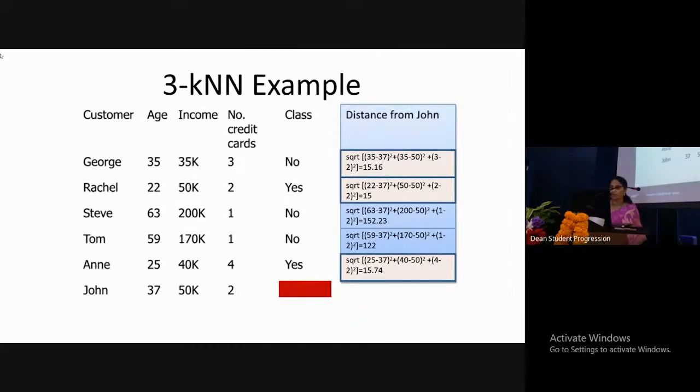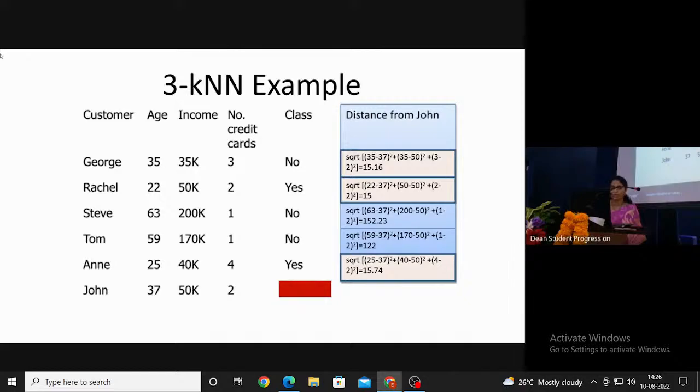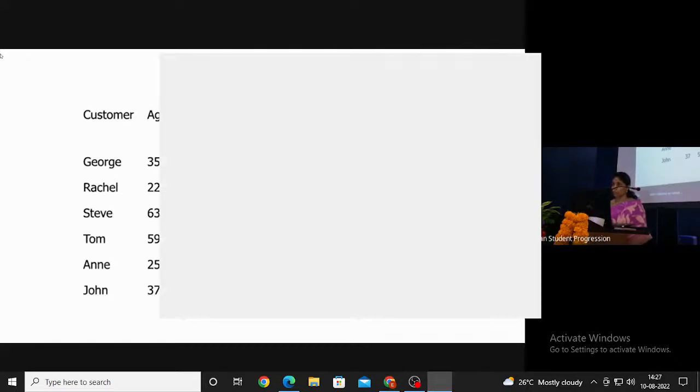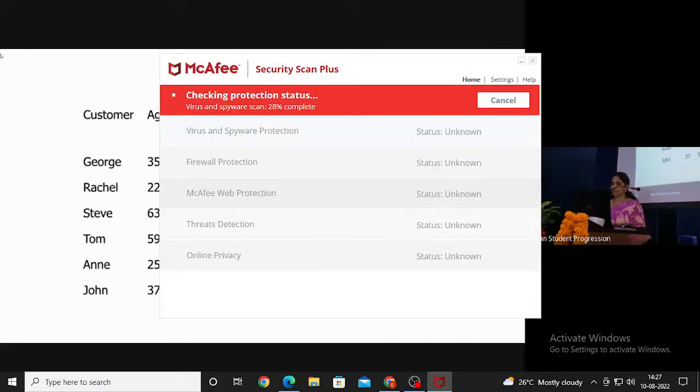In the same way, I'm doing this for John with Annie. Once I calculate the distance of John with all the other data points, the tuple samples in my database, I can see the values I'm getting: 15.16, 15, not 52. First, suppose I go with three nearest neighbors. So who are the three nearest neighbors to this John?